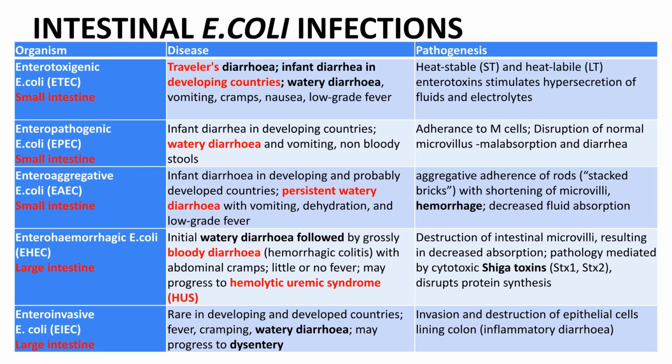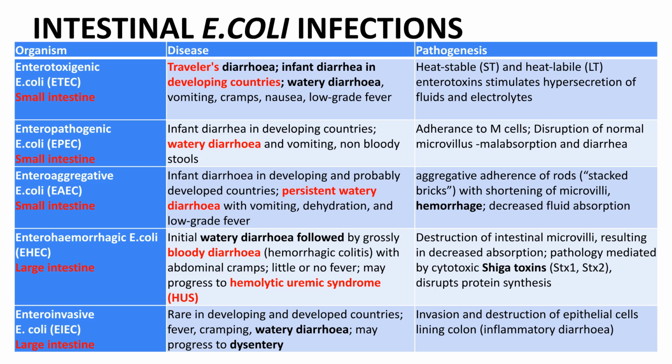Think persistent, prolonged course. Now the large intestine pathogens. EHEC is the serious one. Initial watery, then grossly bloody diarrhea. Minimal fever. Risk of HUS. Mechanism: Shiga toxins destroying microvilli and damaging blood vessels. Think bloody without fever. O157:H7. Undercooked beef. Children at risk for HUS.